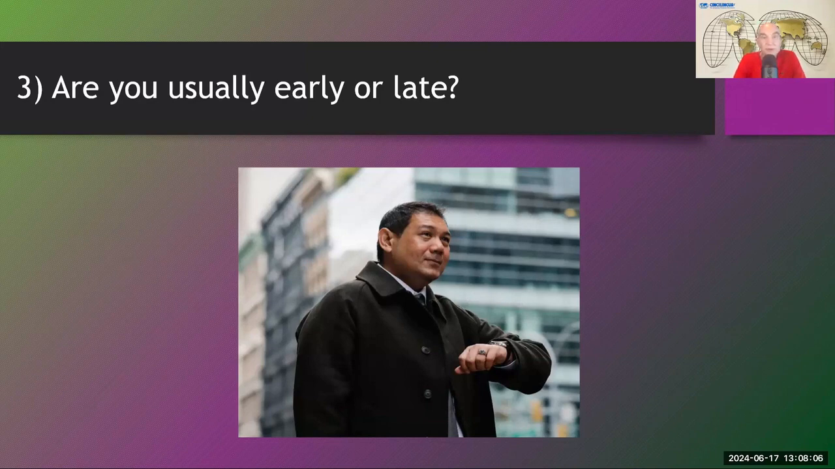So I'm usually early. But I have some friends, some of my best friends actually. They're usually late, and that works okay for them. So, but what about you? Are you usually early or usually late?